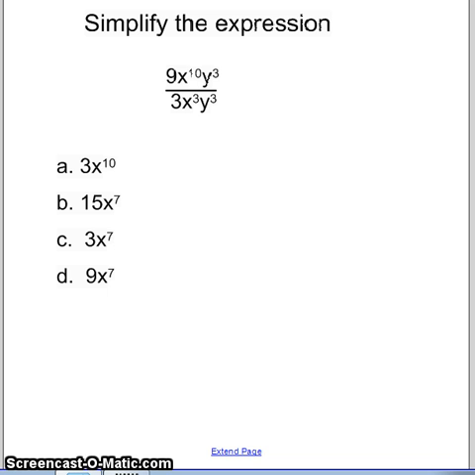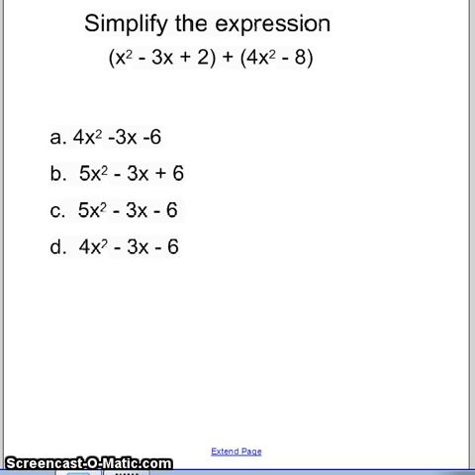So if we were going to divide out this problem, we would do 9 divided by 3, get you to 3, and then x to the 10th divided by x to the 3rd. 10 minus 3 makes it x to the 7th. Y to the 3rd divided by y to the 3rd completely cancel out, so your final answer is 3x to the 7th. Here's an example of an addition problem of polynomials.